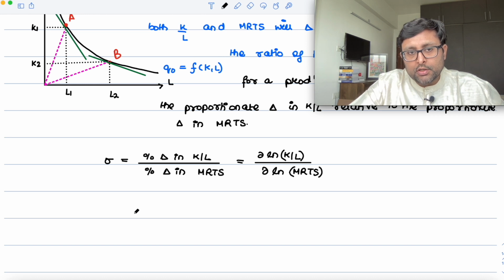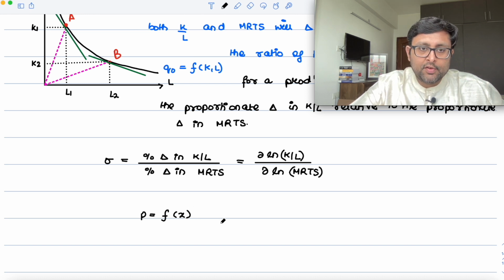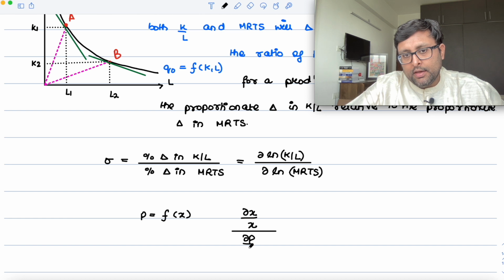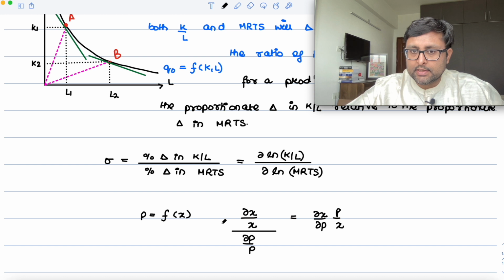So if I have a function, let's say p is equal to f of x, right? So that's a demand function which I have. So when I write the elasticity, how will I write? Del x by x, that is the proportional change in x, upon del p by p, that is the proportionate change in p. This could be written as del x by del p into p by x. That is what elasticity is.